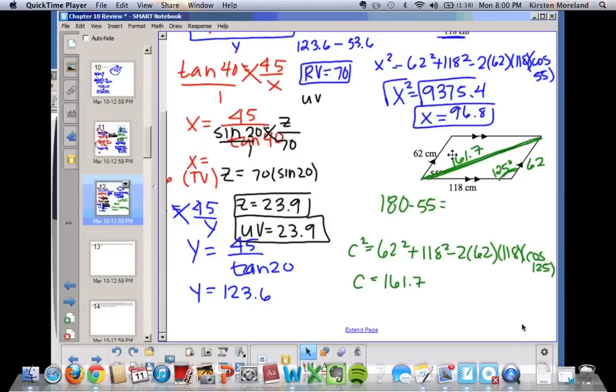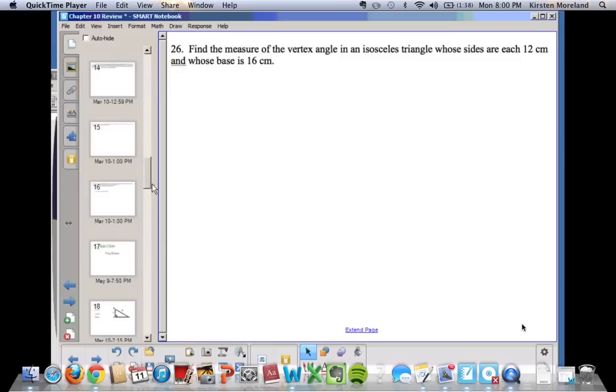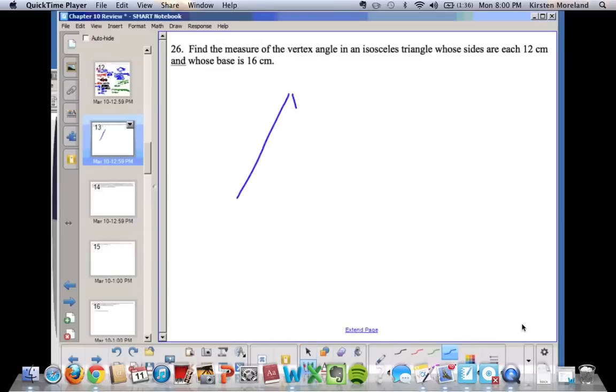So now we're going to move on to our word problems. So we got about 4 problems left. Okay, so this one says, find the measure of the vertex angle in an isosceles triangle whose sides are 12 centimeters and whose base is 16. So that means the two sides are 12 centimeters, and then that base is 16. And what it means by the vertex angle is the angle up top, non-base angle, basically.